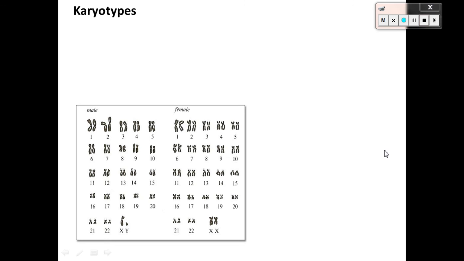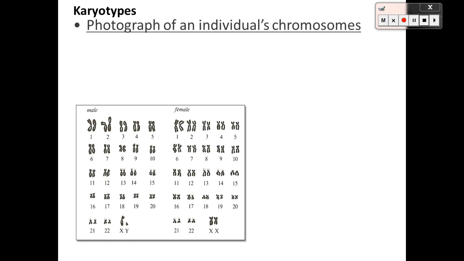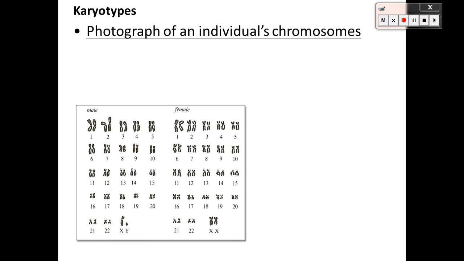Okay, so in essence what we're looking at is a karyotype. Well, actually two karyotypes. What you see here is a karyotype for a male and a karyotype for a female. And karyotypes, really, we just call them photographs of an individual's chromosomes.